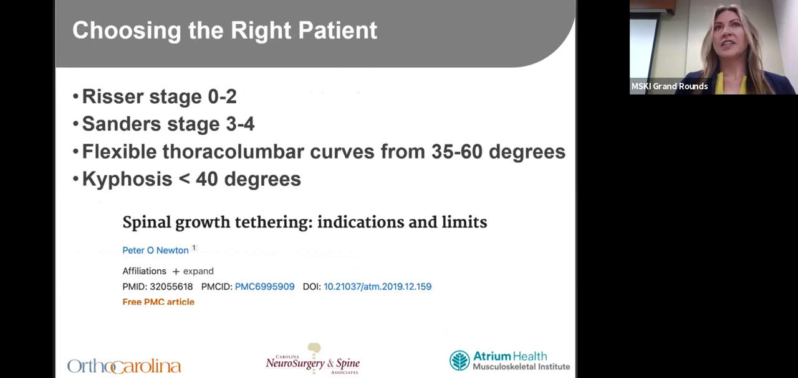So choosing the right patient is going to be the most important part when we're discussing these procedures. Peter Newton has been a leader in this field. He's published several articles that I'm going to highlight as we go through, and he has helped narrow down the ideal patient for this. Overall, these kids are between the ages of 11 and 14 for females, and 13 to 16 for boys. They fit these classifications that we looked at on radiographs earlier. They have flexible curves that you've seen on radiographs, and they do not have a confounding kyphosis. As we stated before, with primary correction in the coronal plane, we need to not have a confounding sagittal deformity as well.